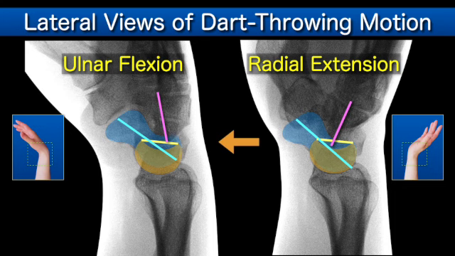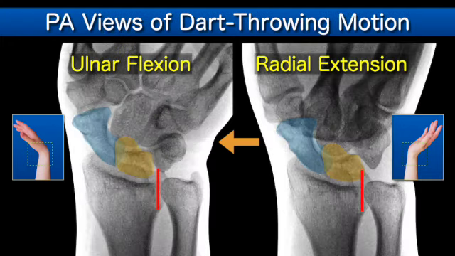During the dart throwing motion of my wrist joint, 35 degrees rotation of the capitate makes the scaphoid and the lunate rotate less than 5 degrees on the sagittal plane, with less than 3 millimeters of radial translation on the coronal plane. How can this be possible?